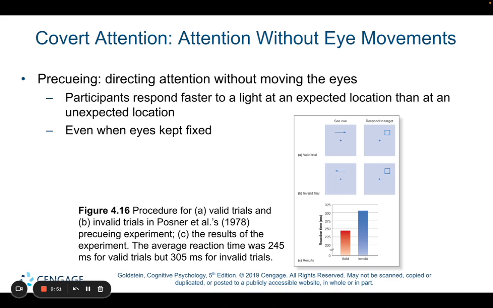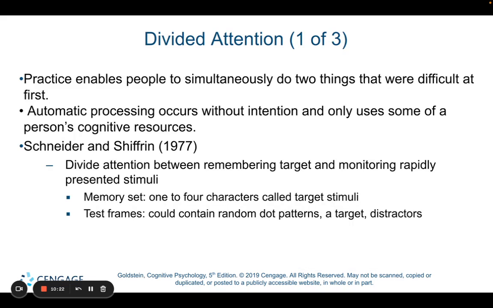Anytime that we have covert attention without eye movements, that is when you direct your attention to something without moving your eyes. You're going to keep your eyes fixated on one point. Participants in these types of studies responded faster to a light at an expected location than at an unexpected location. And you can see from the chart the results of that study, of how people were able to not engage in eye movements and what they were able to see.